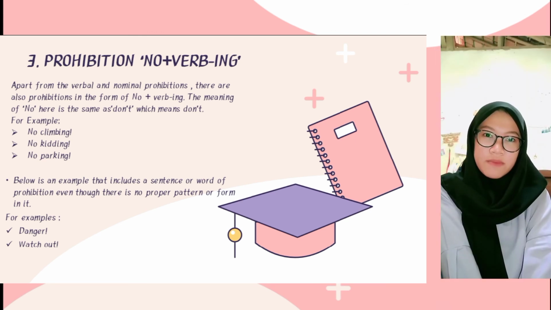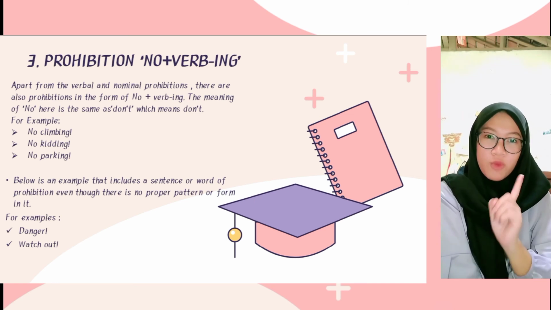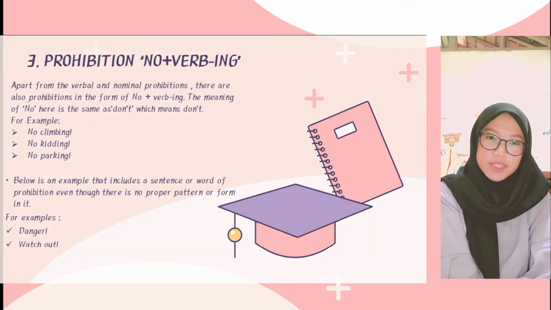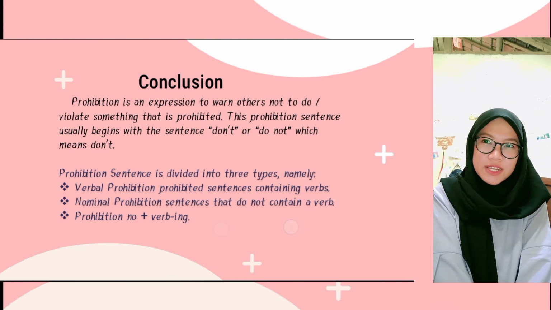Below are examples that include a sentence or word of prohibition even though there is no proper pattern or form in it. For example, 1. Danger, 2. Watch out.